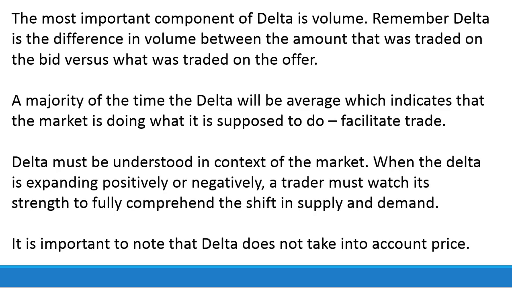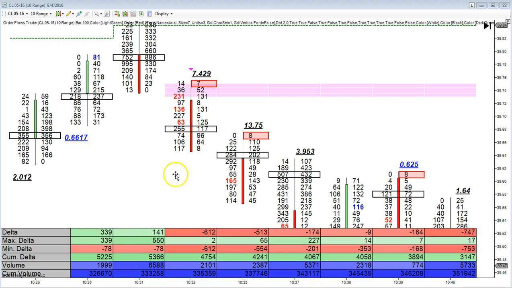Again, it's important to note delta does not take into account price. It's just the difference of what traded on the bid side versus what traded on the offer. It's not what traded on the bid side at, say, 39.66 or 39.67. It's, in this bar, what's traded on the bid side minus what's traded on the offer side.